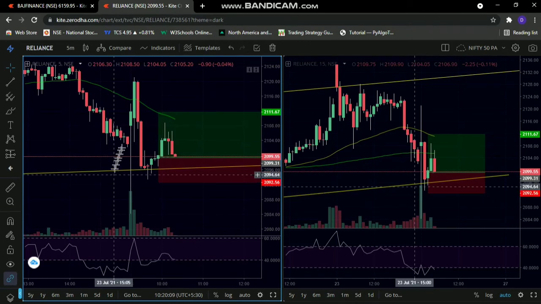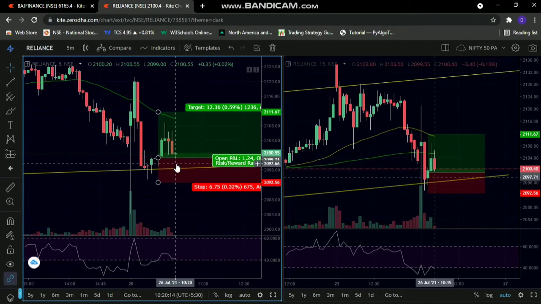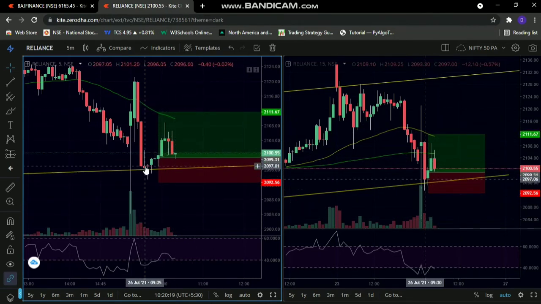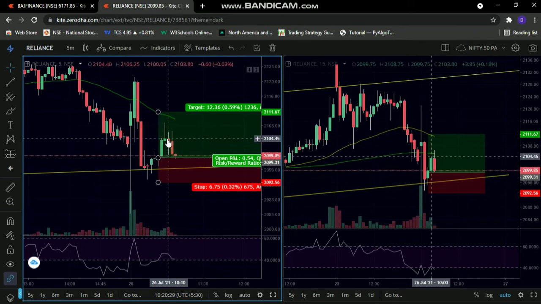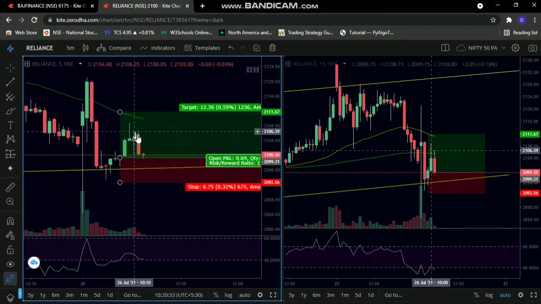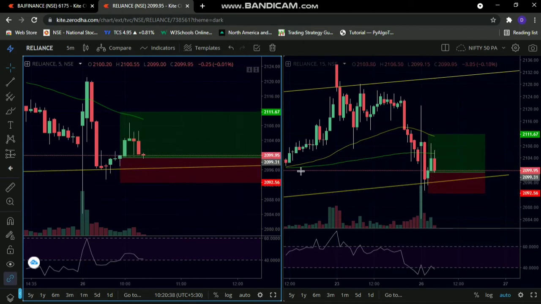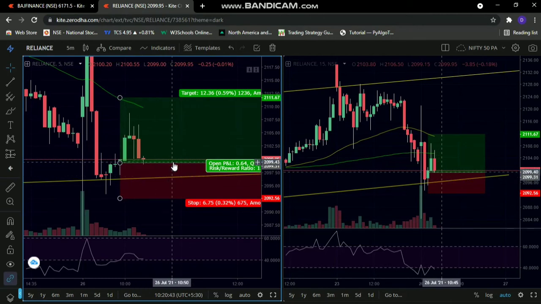Alright guys, so the time is 10:20 and you can see Reliance went up and it again came down, right? It again came down and it got rejected from the 200 EMA. On the right side you can see two moving averages. The yellow one is the 50 EMA and the green one is the 200 EMA. Okay, so it got rejected from the 50 EMA, and here two cases can happen.